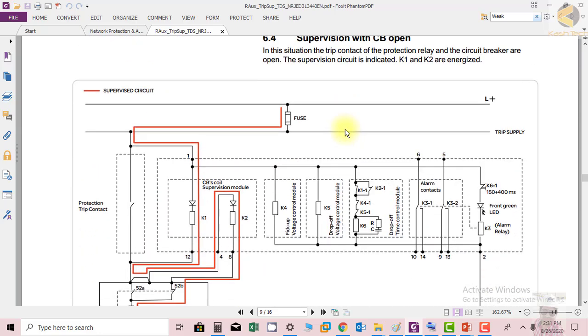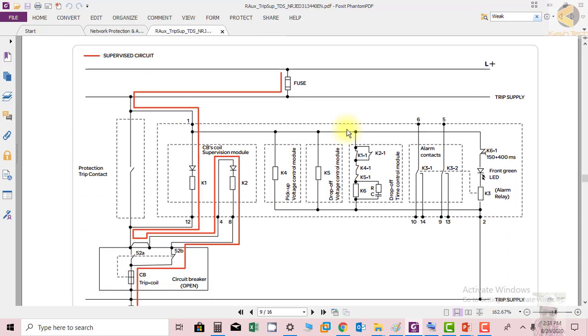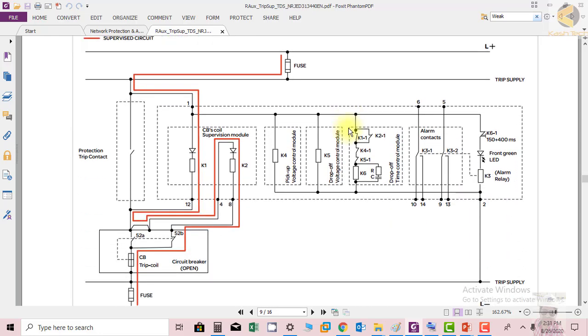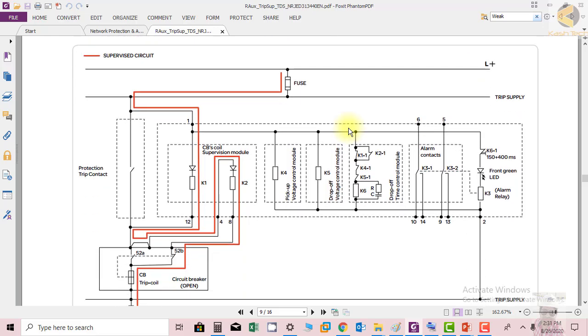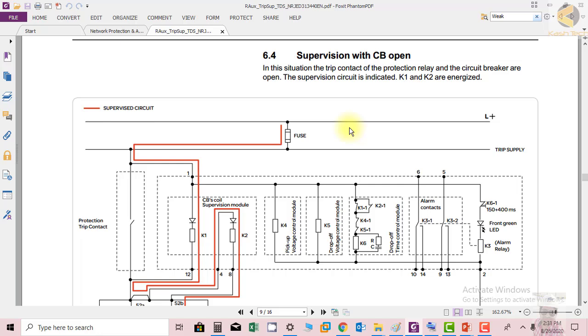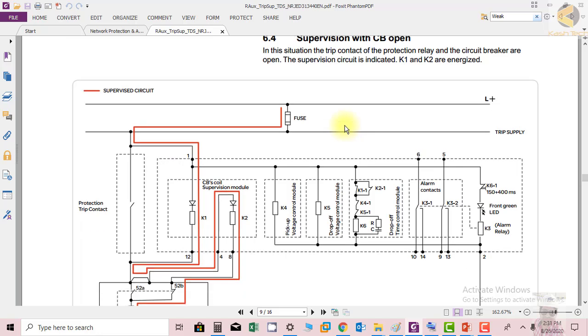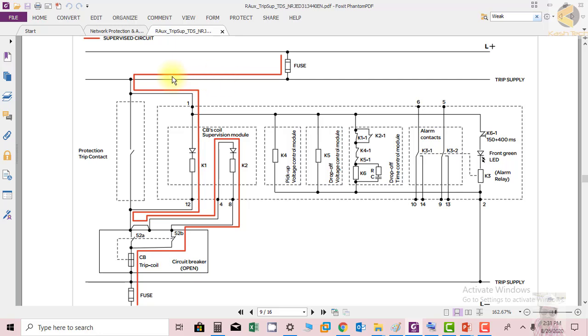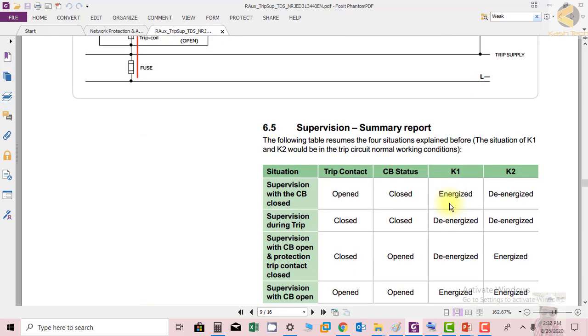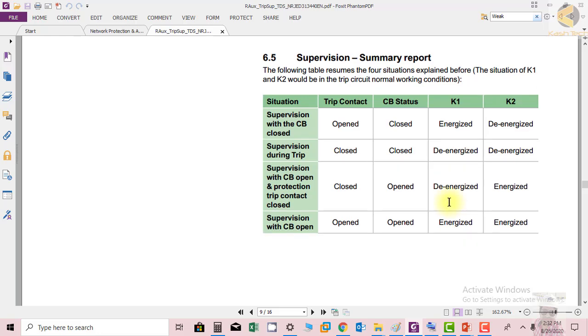So now we can see this is a little bit complicated. This we have already studied, but I find this diagram very helpful, so you can go through this manual. So when CB is closed, you can see solid positive is coming through this coil, and from here it is coming up to K2, and negative because the breaker is closed, so it is passing through the trip coil. In this way, when CB is open, the coil K2 will pick up and it will give the indication that the trip circuit is healthy.